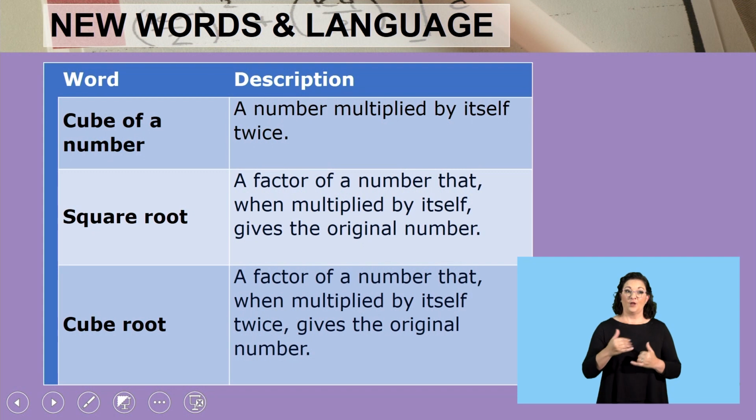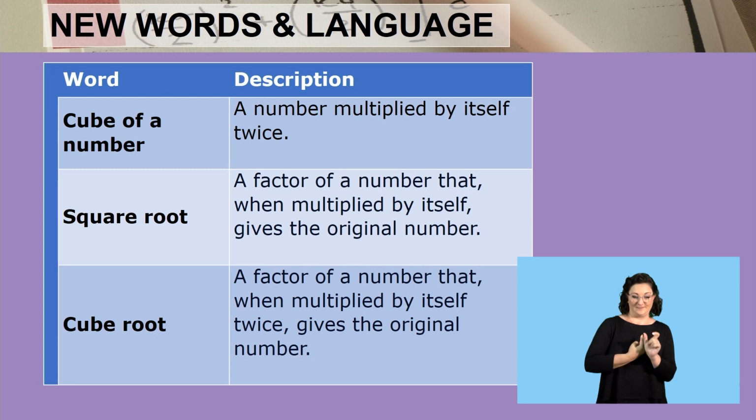Let's look at the next set. A cube of a number is a number multiplied by itself twice. So we would multiply 2 by 2, which is the first time, and then we multiply it again. So there are 3 2's, but we only multiply twice. So it's 2 times 2 times 2, which gives you 8. So 8 is the cube of 2.